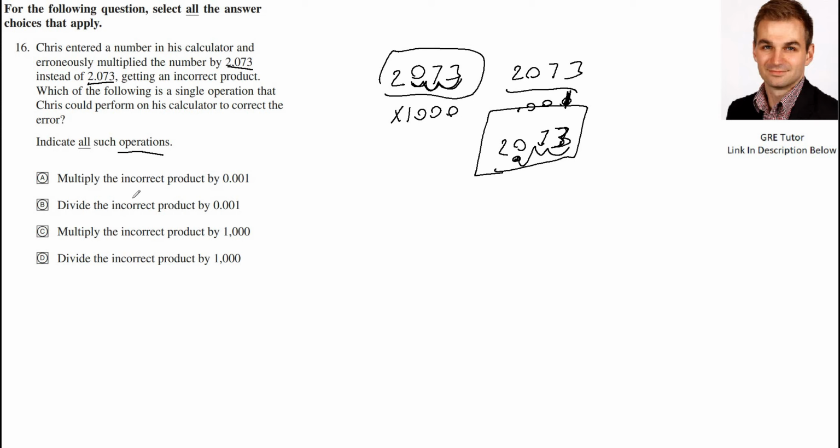If you divide the incorrect product by 0.001, you're doing the opposite of this. You're actually moving it 3 more decimal places to the right. That's way too big.